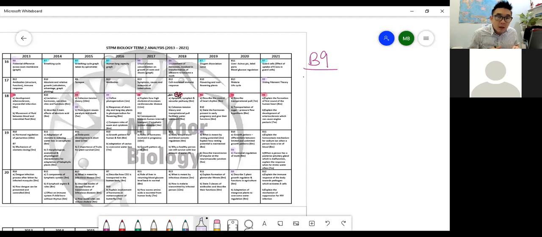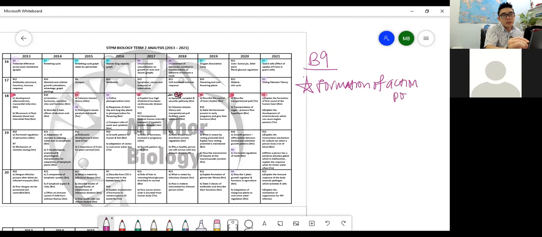Okay, so let's see what is crucial for Bab 9. High time: formation of action potential. Guys, high time for formation of action potential. Next, synapse. Okay, guys, next synapse.